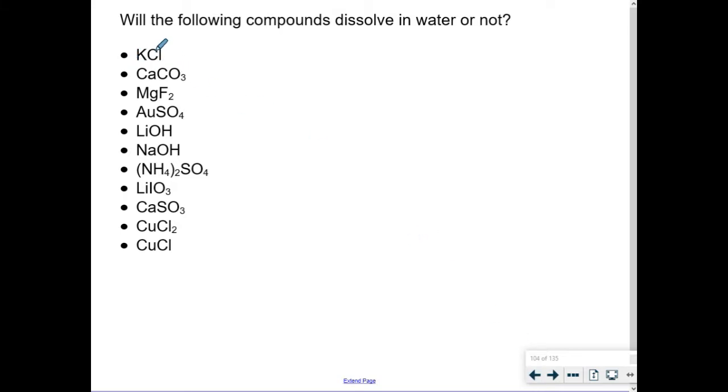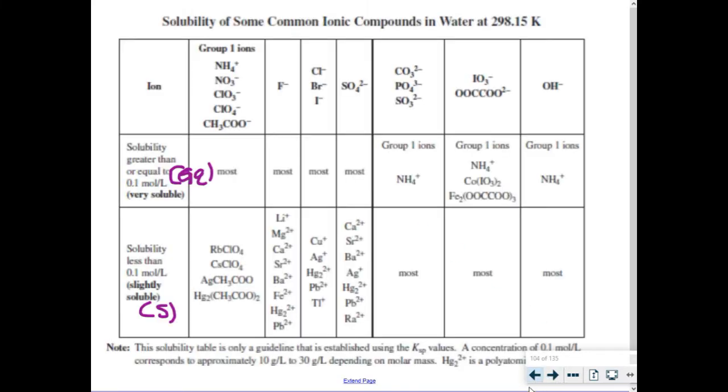Here's the question. Do we think that KCl will dissolve in water or not? Because let's say we write out the formula KCl, and we're trying to figure out what state of matter to put afterwards. You can then look at this table here and look along the top for your anion. What was our anion in KCl? Cl. So now we're looking in this column here.